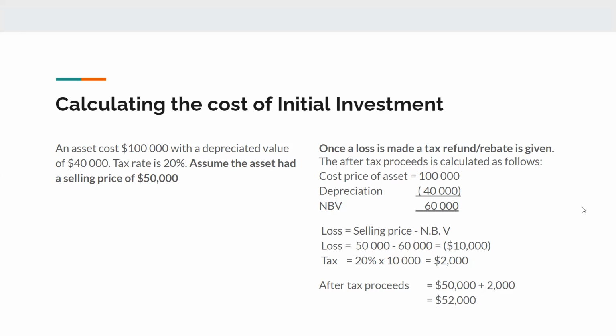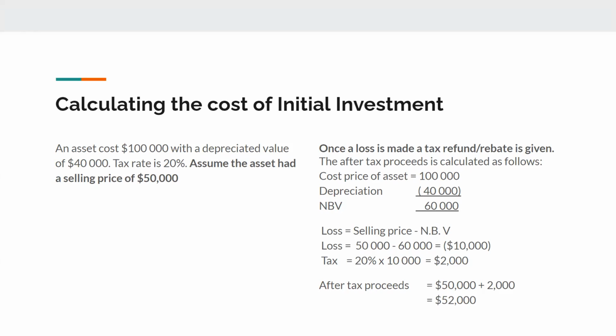Yes, sir. All right. Now let's look at it if a loss was made. Now, if a loss is made, what we get is a tax rebate or a tax refund. The opposite happens. So the same asset, right? The net book value will be the same $60,000. But let's just say the selling price in this instance was $50,000. So we made a loss of $10,000, right?